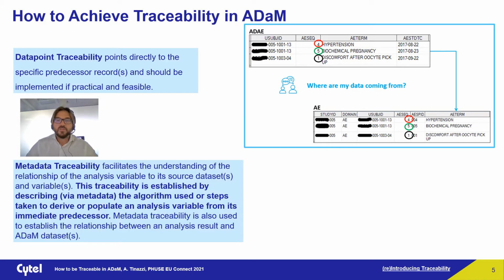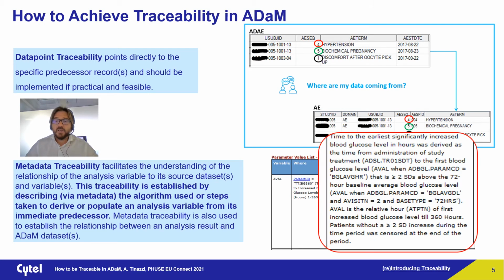Together with data point traceability, or whenever data point traceability is complex to implement, we can achieve traceability through proper use of metadata. So essentially in CDISC, this means by having a well-defined define.xml, where, for example, like here, we have, of course, to clearly describe in English the algorithm that we use for deriving a particular variable.